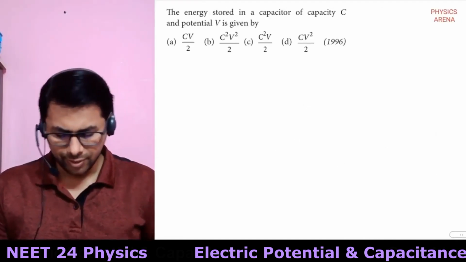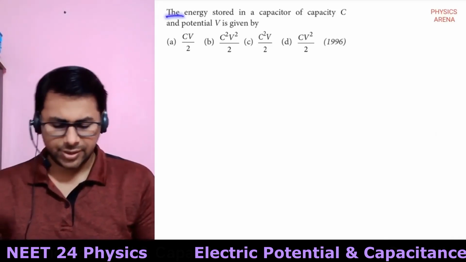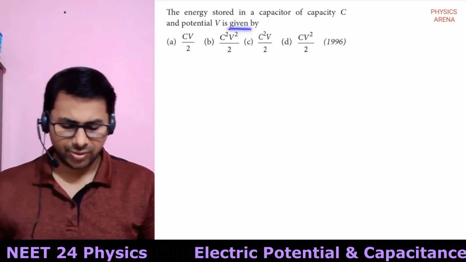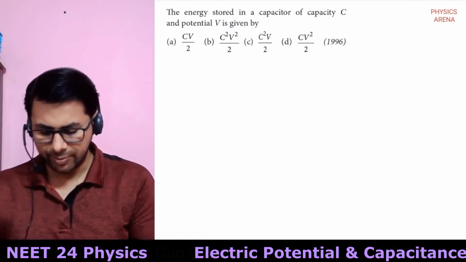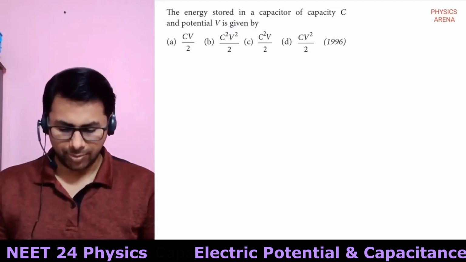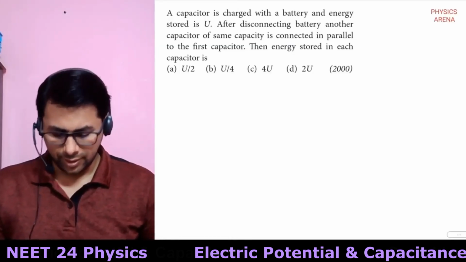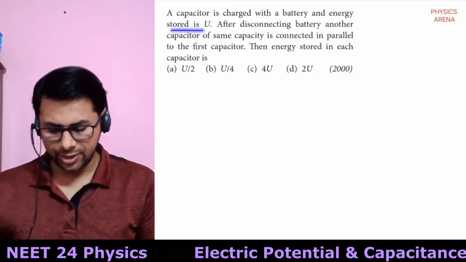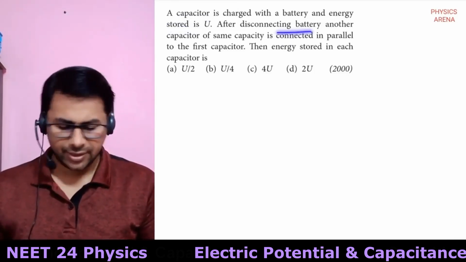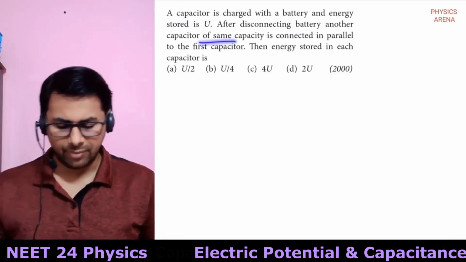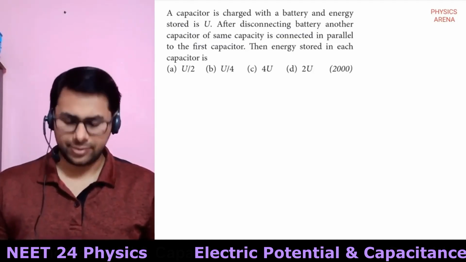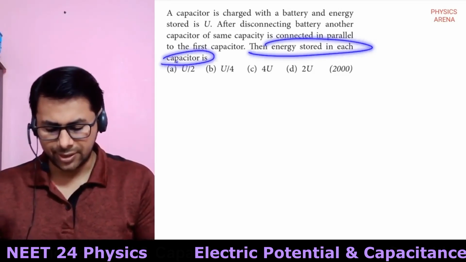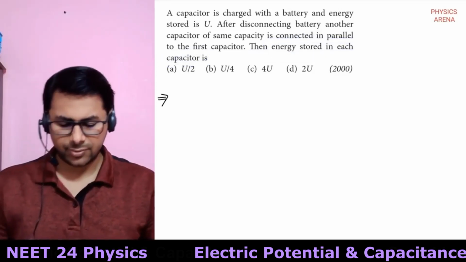Okay, good. Then next, the energy stored in a capacitor of capacity C and potential V is given by. This is just, tell me, half of CV square, option D. Next one, a capacitor is charged with a battery and energy stored is U. After disconnecting the battery, another capacitor of the same capacity is connected in parallel to the first capacitor. Then the energy stored in the capacitor is? So tell me.